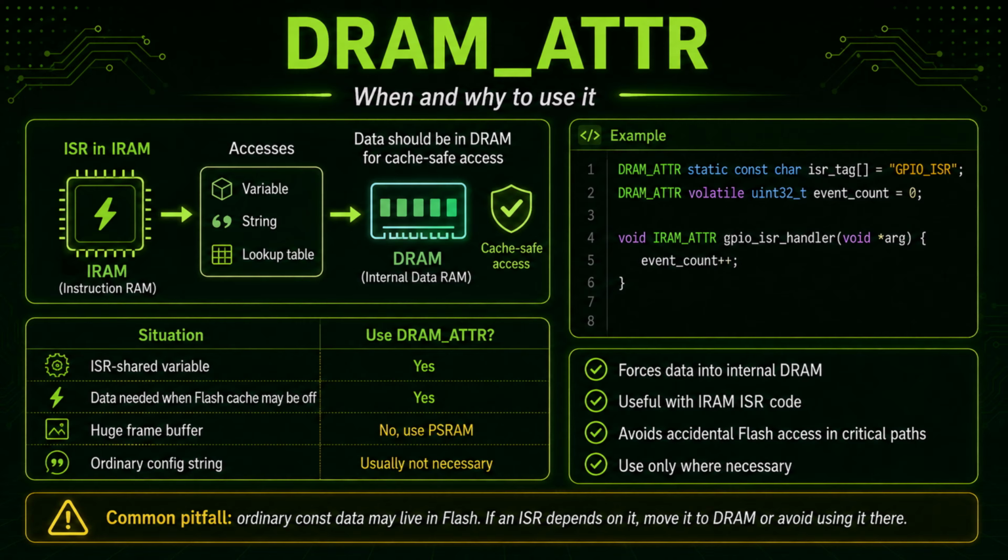IRAM_ATTR controls critical executable code. DRAM_ATTR controls critical data. They are especially useful together when designing interrupt handlers that must remain safe during flash cache disabled situations. The goal is not maximum RAM usage. The goal is predictable and reliable execution.